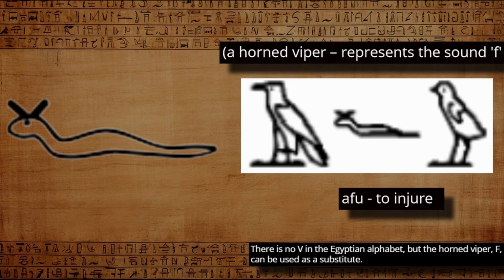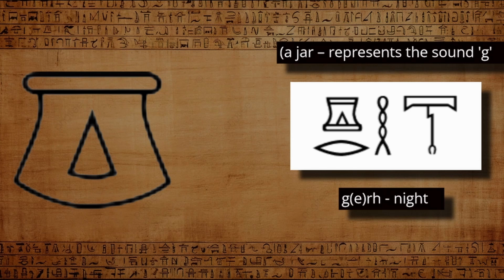So, up next, we have a char, which represents the sound G. Don't stress about the two other hieroglyphs beside it just yet, we'll get to those soon, I promise. Now, let's focus on this ideogram. It's a gem. The word ger means night. And if you look closely, you can spot the sky embedded in the design.